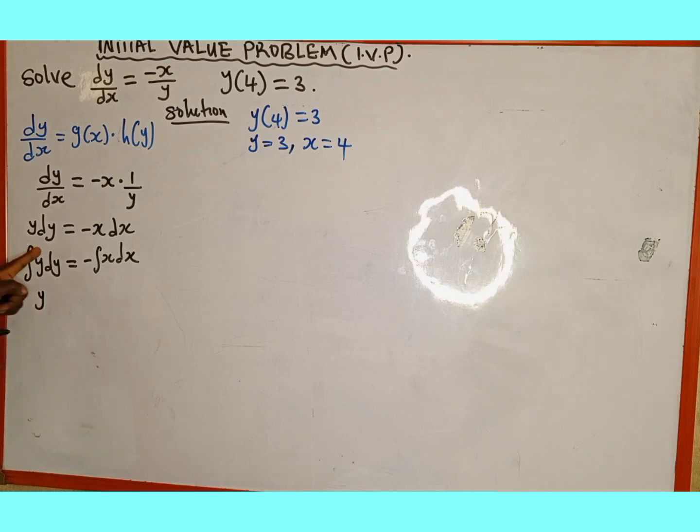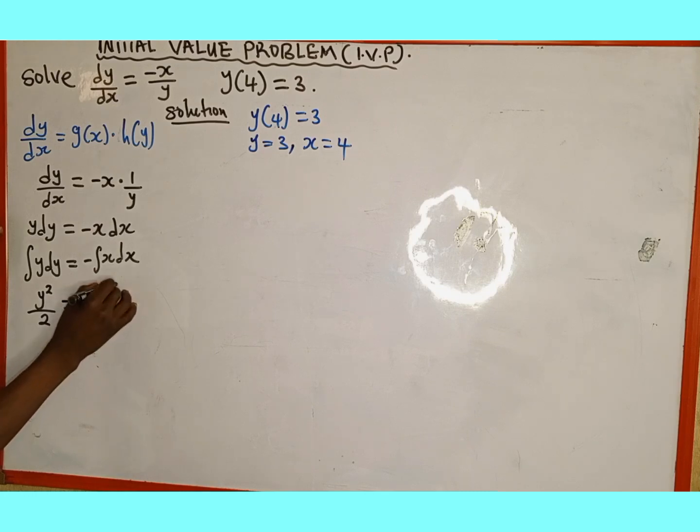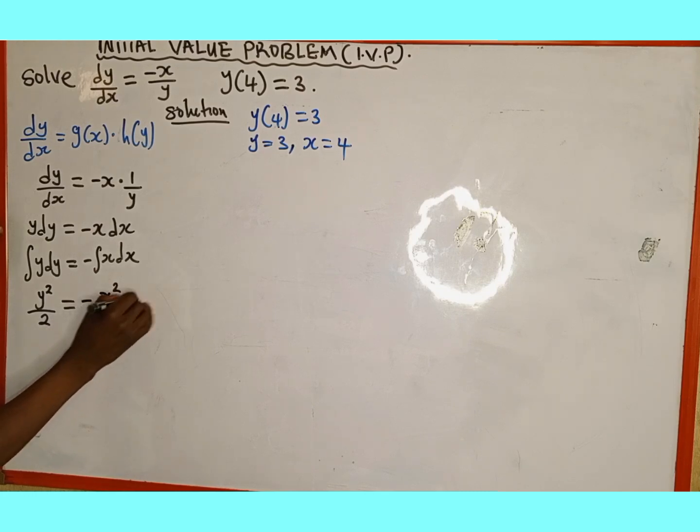Y. Remember, the initial power is 1. If you add 1 to 1, it's going to be 2, and all over, you bring the power down. Then which is equal to minus the integral of x, which is going to be x squared over 2.